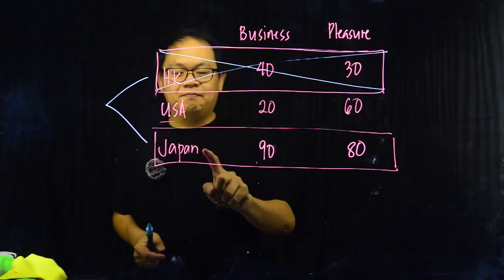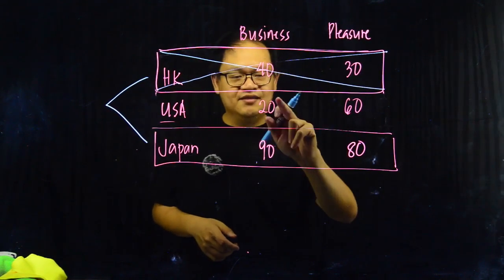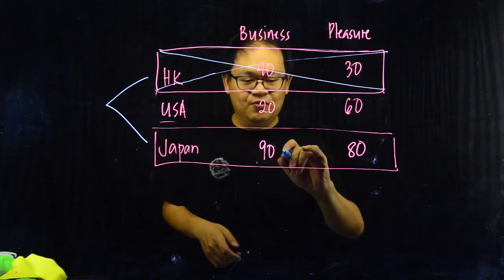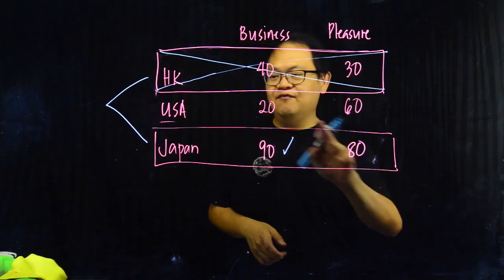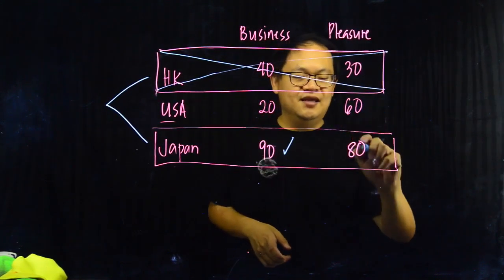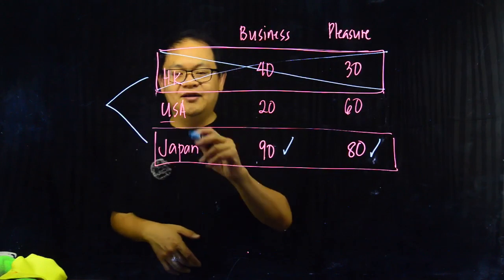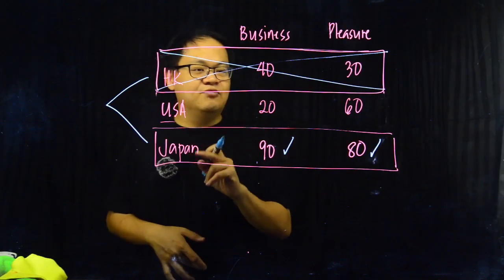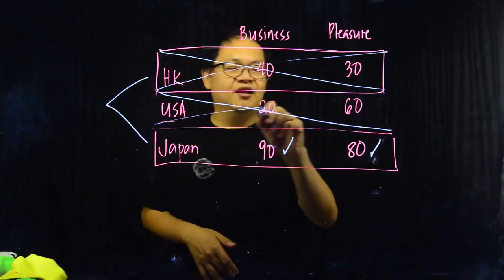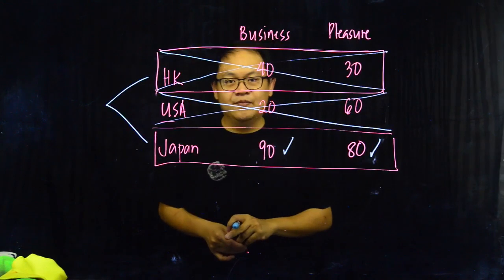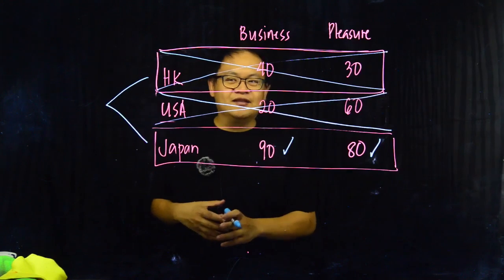if we now compare Japan and US, okay? In terms of business, Japan is higher than US, so we will choose Japan. In the same way, Japan's pleasure points is 80 versus US pleasure points is 60. Therefore, we will choose Japan. Again, we see a scenario where Japan dominates the US option. And therefore, in your point of view, you will not pick US.